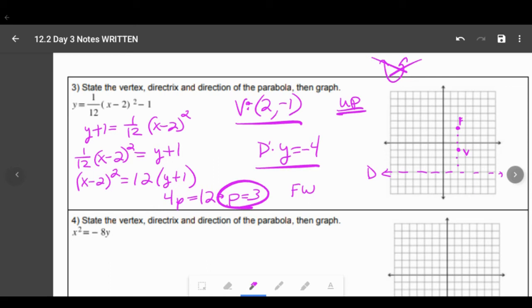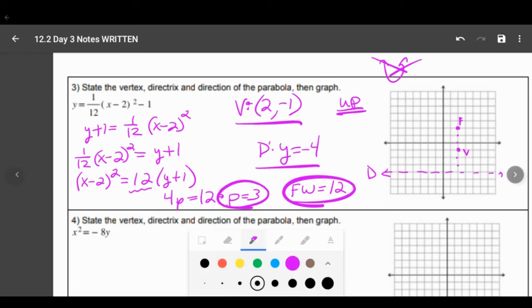We drew that in green on the front page. So the focal width is just the absolute value of 4p, or more simply, just the positive value of that number. So my focal width is 12. All I need to do is cut it in half. From the focus, and we'll make this green also to match up, okay?